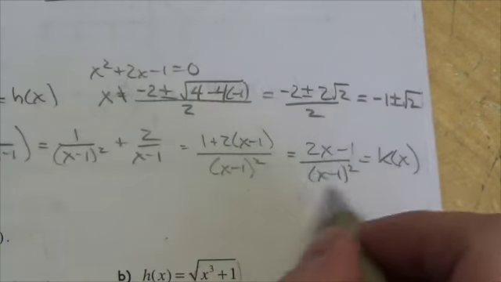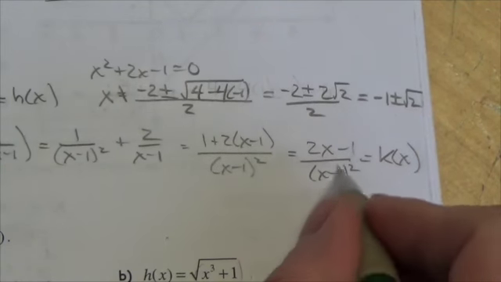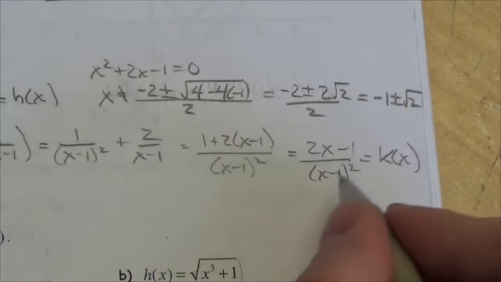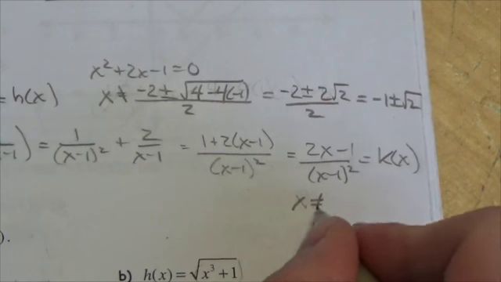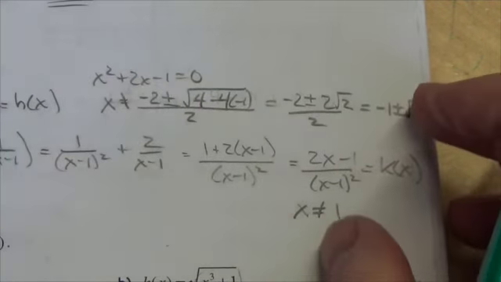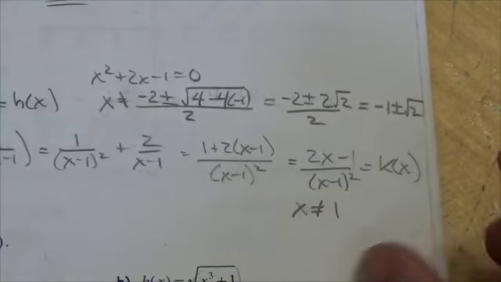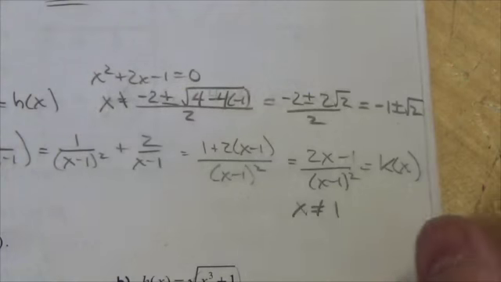Let's look at the second function here, k. In this case, it's a lot simpler. It's just x minus 1 squared. It's already in factored form, so I know that x cannot equal positive 1. And again, this illustrates that when you change the order of composition, you change the function, and you change the restrictions.